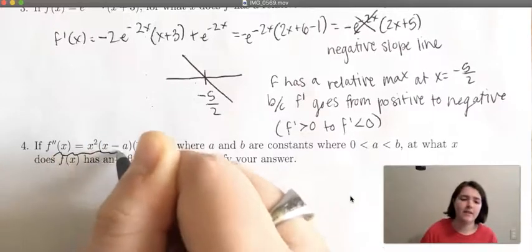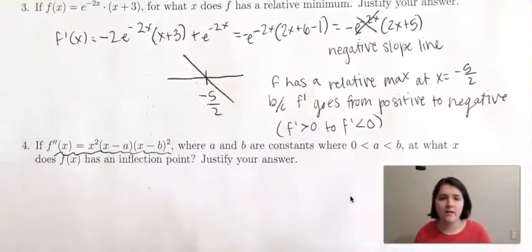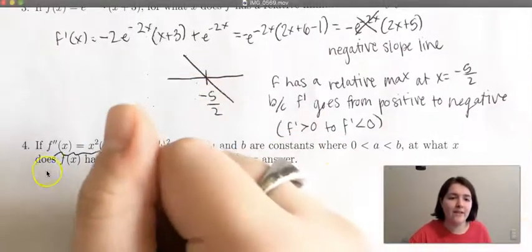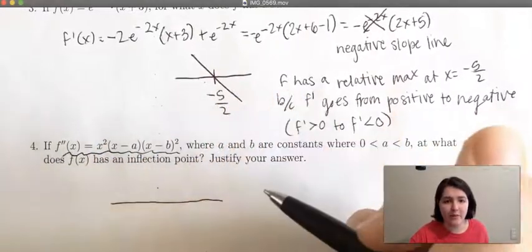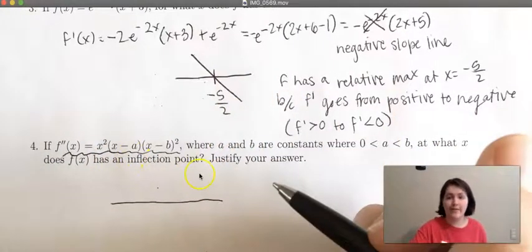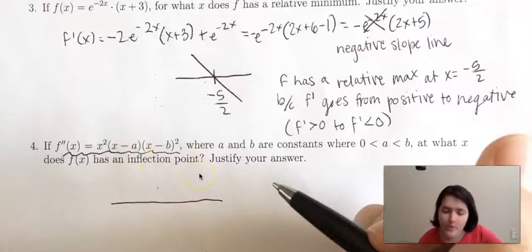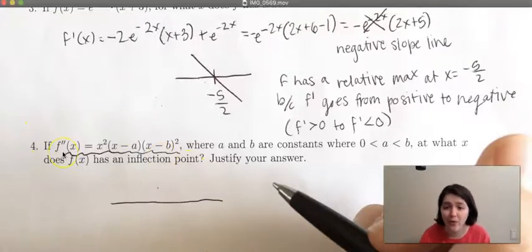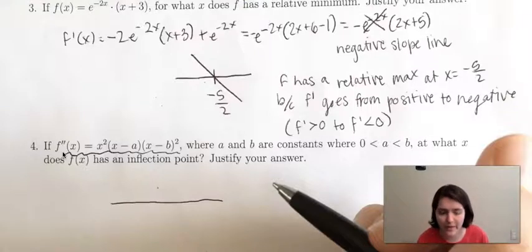All right, number 4. So we are given f double prime in this problem, and it's asking where we have an inflection point. And we know that our rule for inflection point is where f double prime changes signs. So if we were just given f, then we would have to take the derivative twice. But since we're given f double prime already, that means we don't have to take any derivatives because it's already given us what we need.